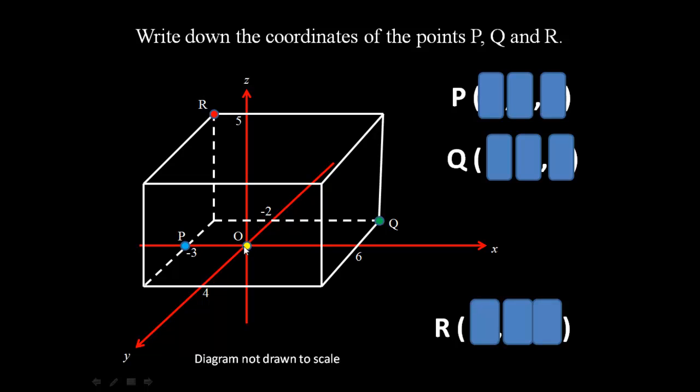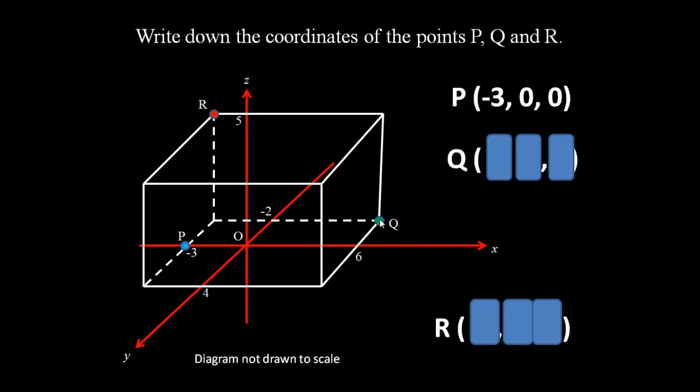Okay, so we're going to go from there to P. Well, P is on the x-axis, you can see, so therefore the y value would be 0 and the z value would be 0. So the x value would be -3, y would be 0 and z would be 0. Let's have a look at it in animation. -3 for x, 0 for y, and 0 for z.